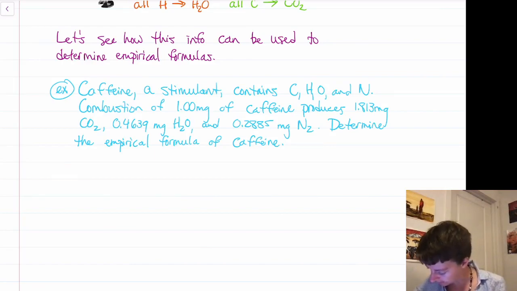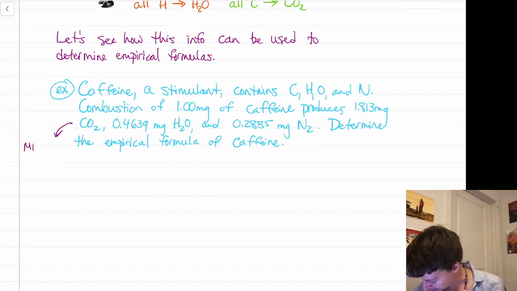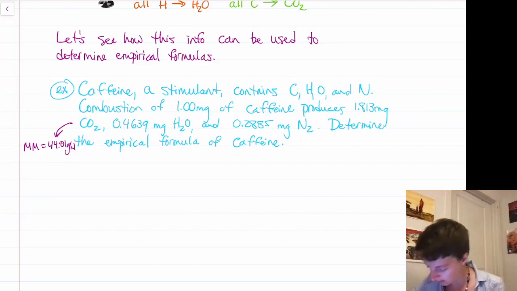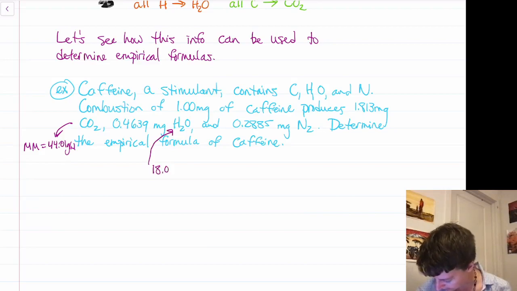So first things first, let's write down a couple of our molecular weights. So our molar mass of CO2 ends up being 44.01 grams per mole. For water, our molar mass ends up being 18.01 grams per mole.